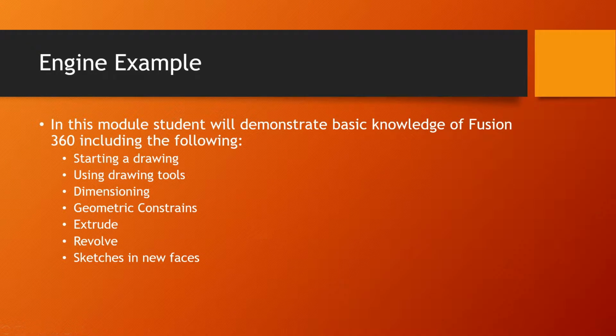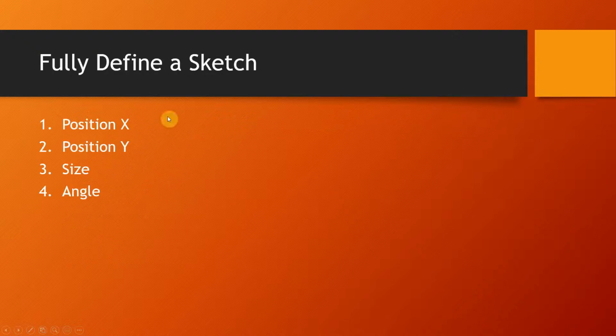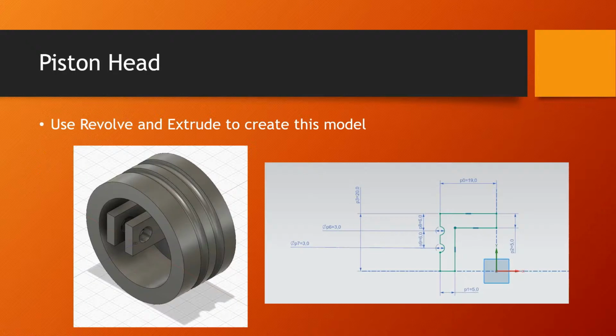So we'll carry on with those, but now we're going to start using combinations of them to create a more complex type of component. Okay. So of course we're still going to fully define our sketches. We're going to worry about our position X, position Y, size, and angle for every single component in our sketches. That way we fully define them.